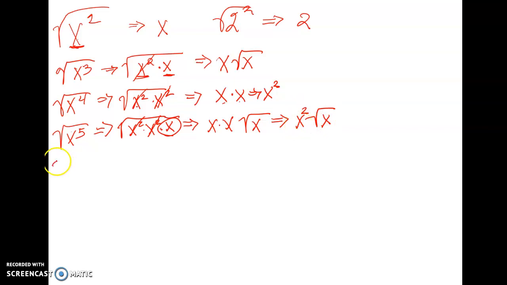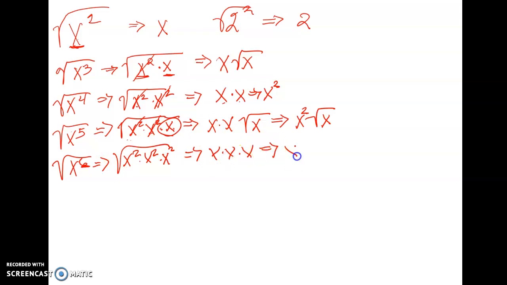Let's try one more. X to the 6th. If you think about it, there are 3 x squareds in there, right? X squared times x squared times x squared. When I take the square root of that, I have taken 3 of these out. So we have x cubed.